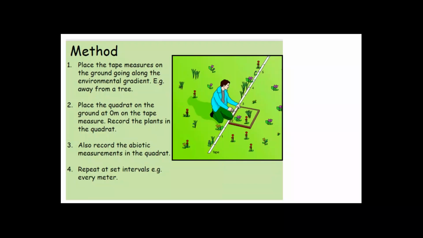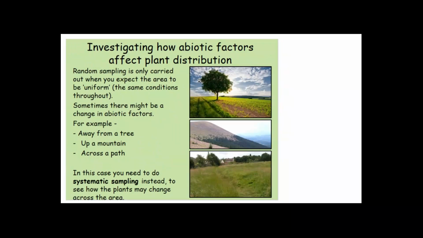So in this case, you place a tape measure on the ground going along the environmental gradient, such as away from the tree. So you place the transect here, going away from the tree. I suppose you could have it in other directions as well, and even going backwards. It seems the only way where there's a significant difference is this way.